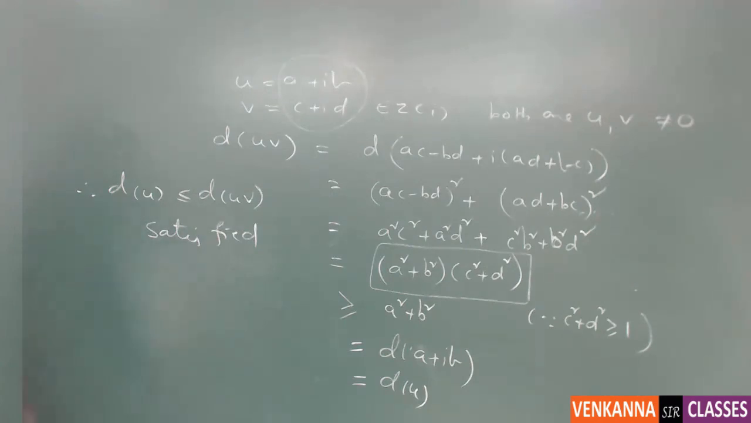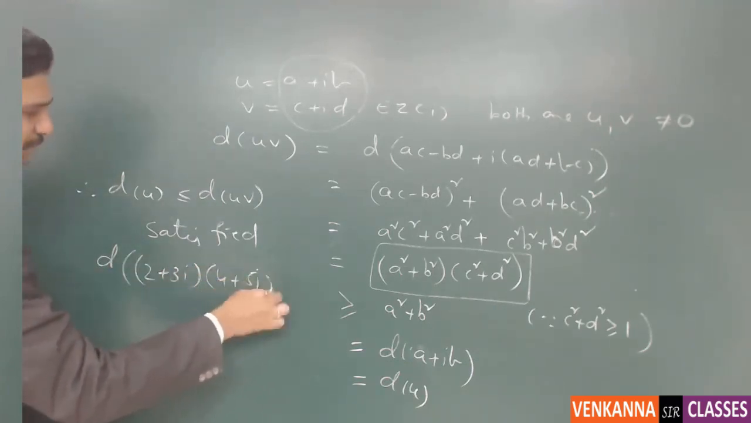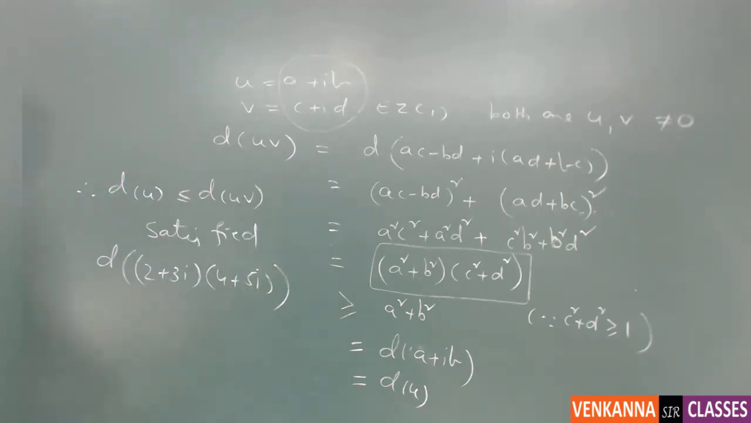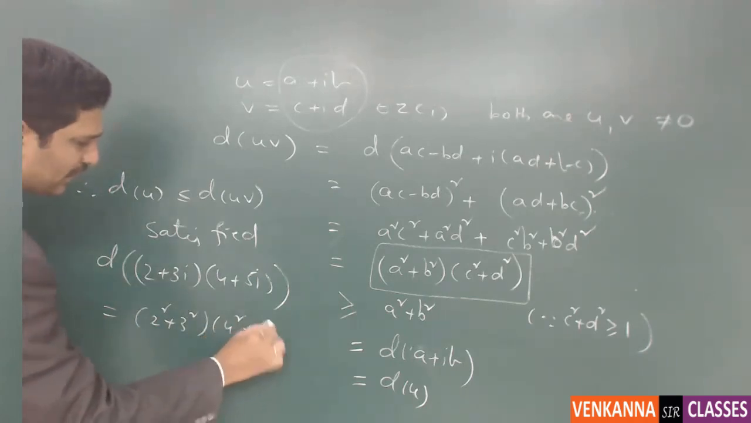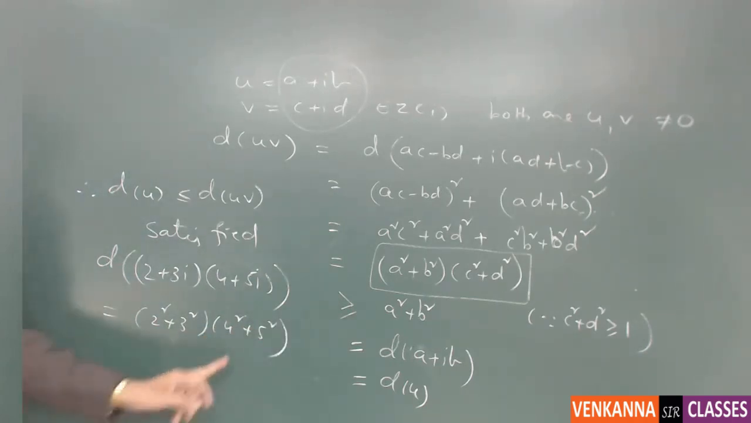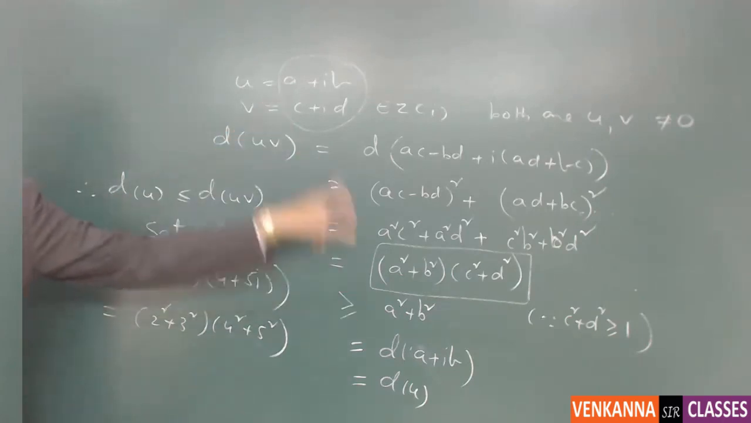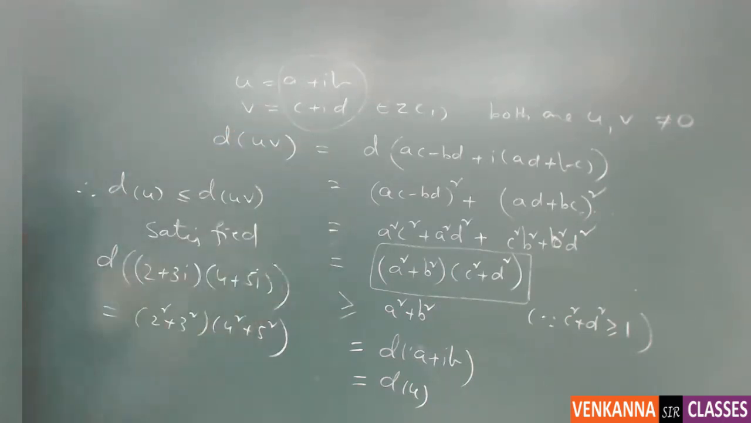So you can say one thing: if I ask what is the value of d of (2 + 3i)(4 + 5i), it is nothing but (2 squared plus 3 squared) times (4 squared plus 5 squared). That you can imagine from this understanding. You agree all? Because in the second step of the problem, you are going to make use of this. Yes, it is just like a homomorphism that you can say. Okay.